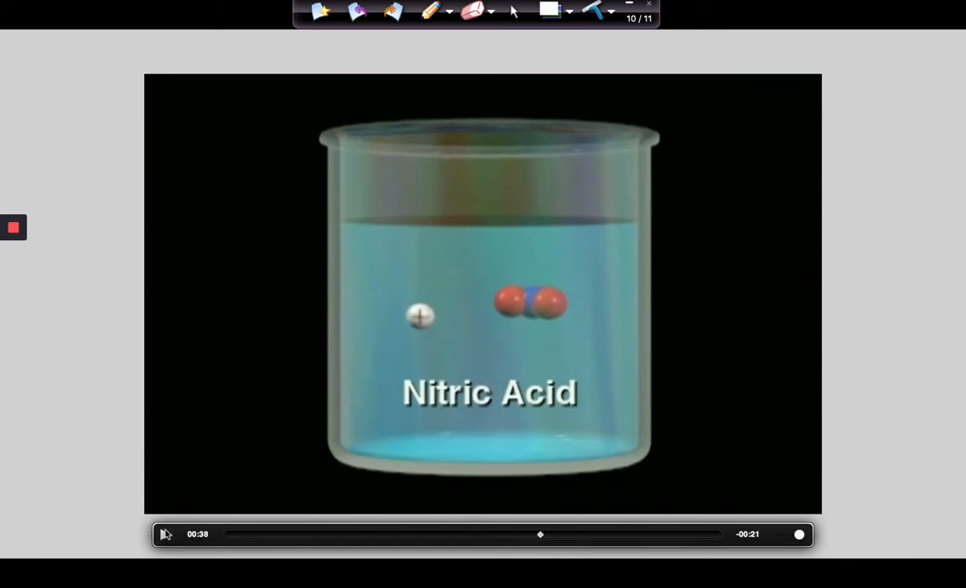Acidic solution. Again, the idea, these split up. Can you see that hydrogen actually in hydronium as well? Will they come back together? They do not. It's a strong acid.